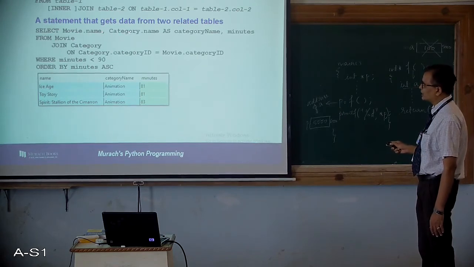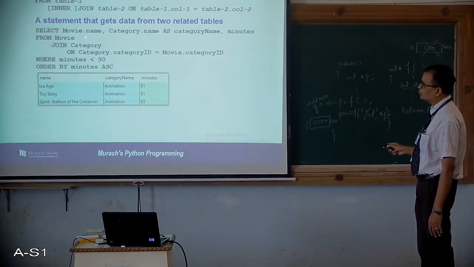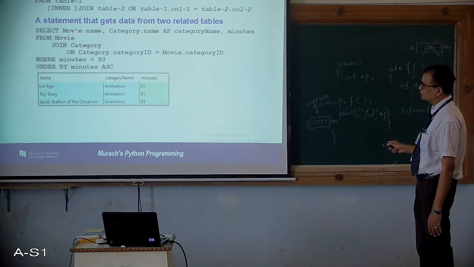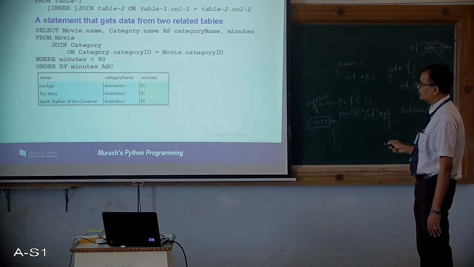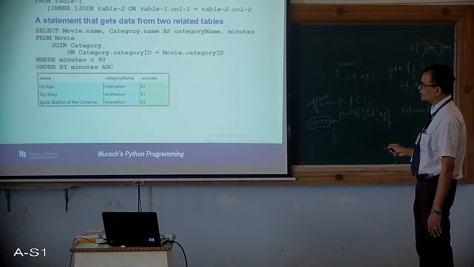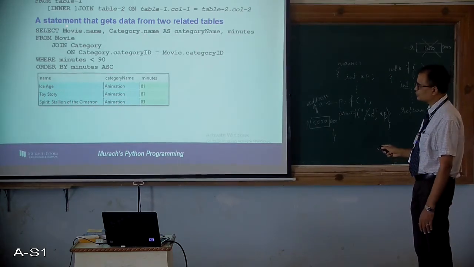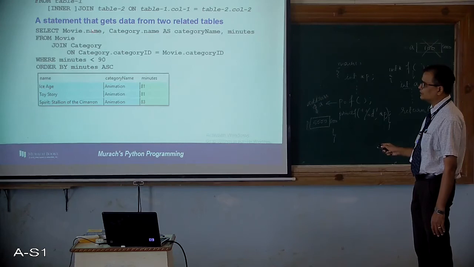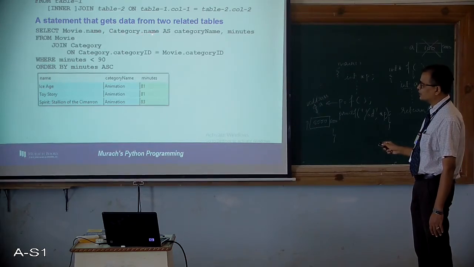So this is the one. Select movie dot name, category dot name. Movie dot name is from the movie table, and category dot name is from the category table. You can see that we have one field in the movie table and one field in the category table. While writing the statement, you should be careful to write the table name first, followed by the dot operator, then the name of the field. As category name, you can see category name.